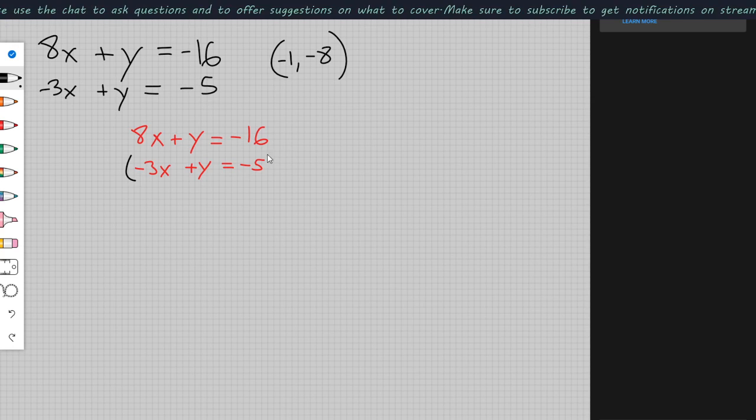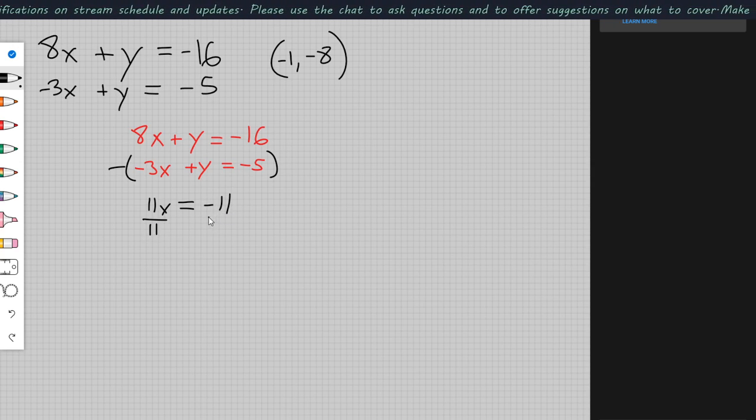Now remember, when you're subtracting, you're basically just multiplying each term by negative 1 and then adding them, so that's the same way. But 8x minus negative 3x, so you're actually adding the 3x. So 8x plus 3x is going to be 11x. y minus y is going to be 0. And then negative 16 minus negative 5, so you're adding 5, so that's going to be negative 11. Divide by 11, you get x equals negative 1.